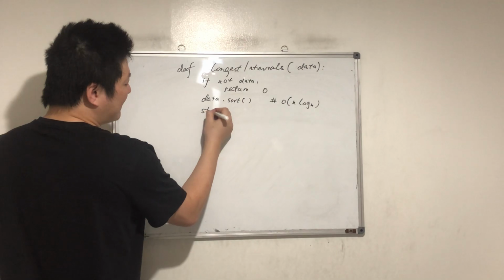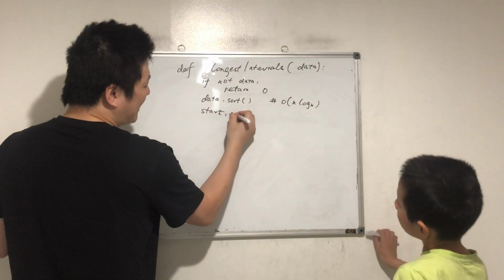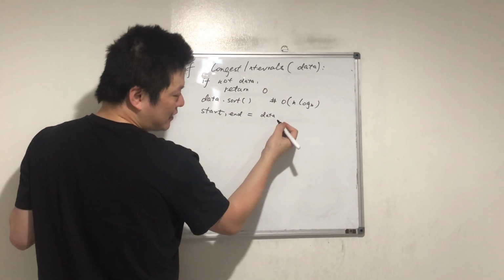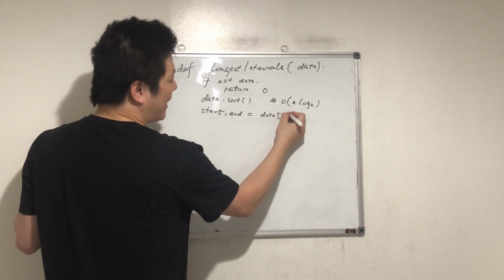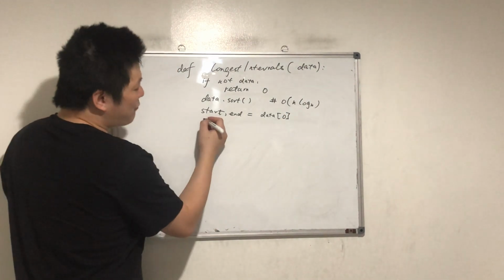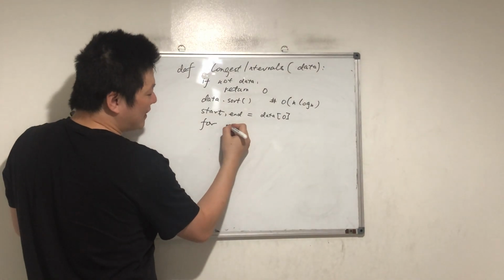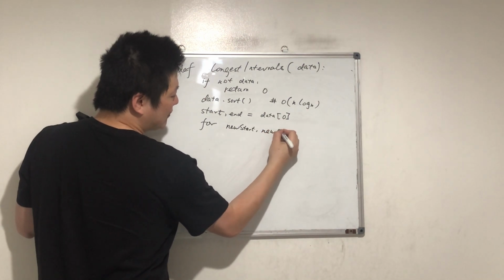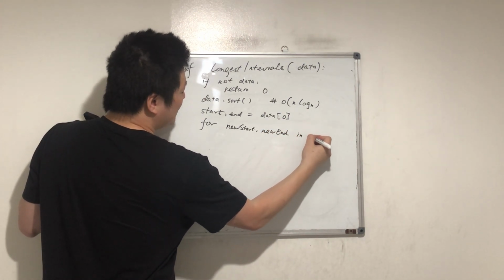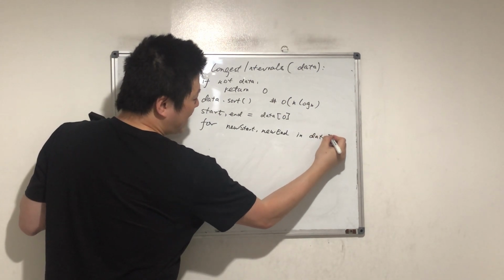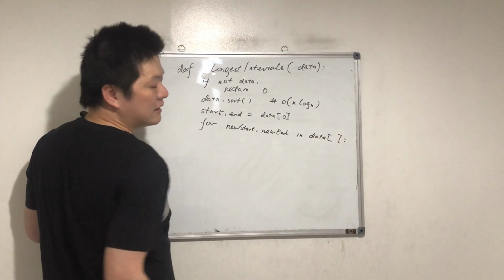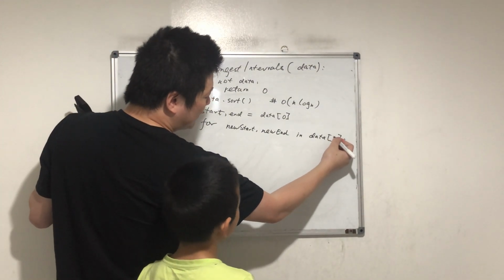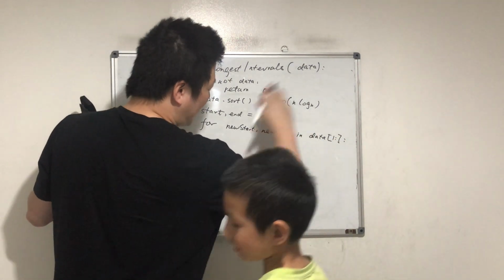Now we have this start and end, the current interval. We want to get the first one, which is data[0]. And then we start from the second one, the new start and new end. Let's just write it. We want to loop from the second interval to the end, so from 1 to the end.